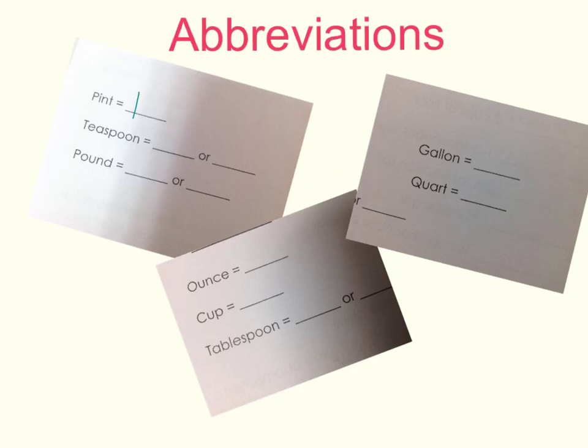Pint, the abbreviation is PT. It could be a capital P and a capital T, or a lowercase p and a lowercase t. Mainly it's lowercase. There are two abbreviations for teaspoon. There is just a lowercase t or a TSP.